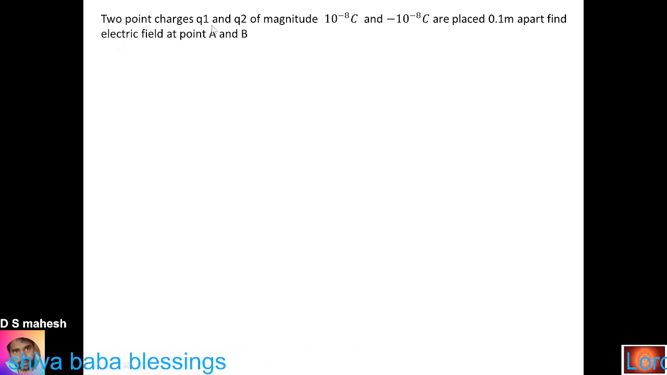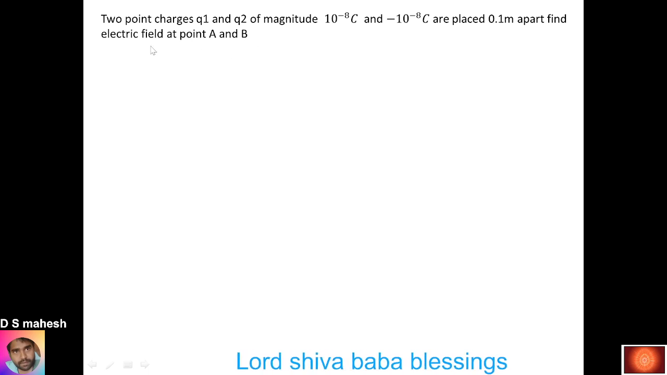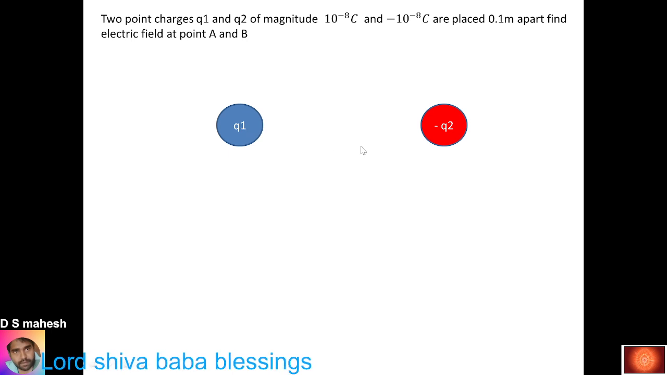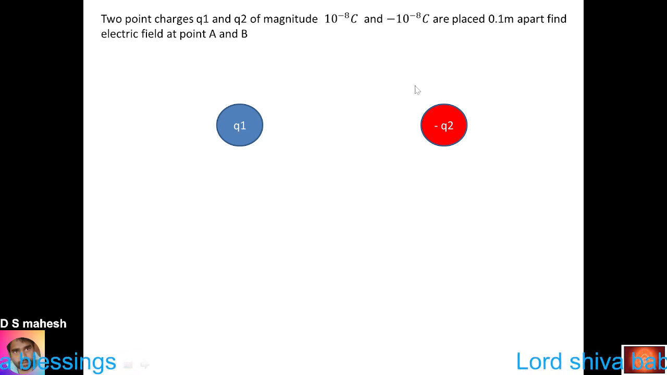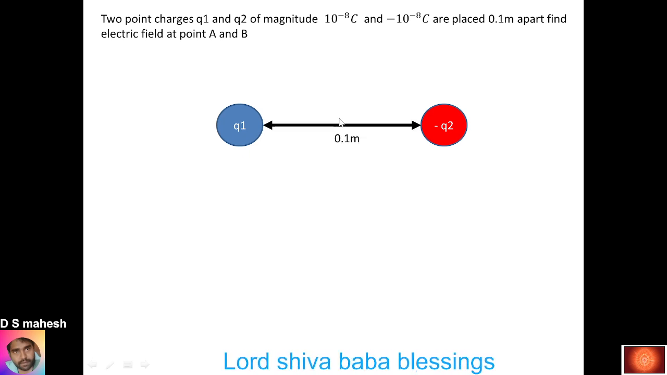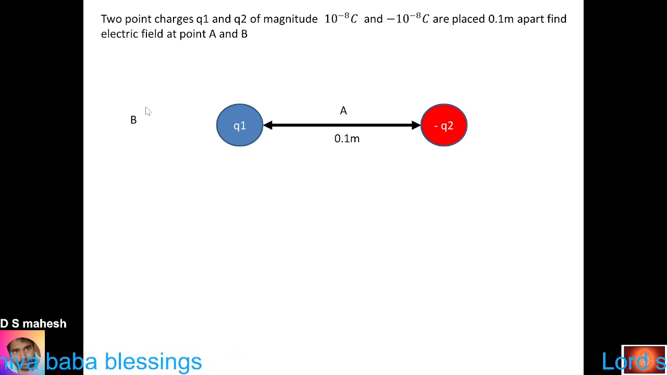So let's consider 2 point charges Q1 and Q2 of magnitude 10 to the power of minus 8 coulomb and minus 10 to the power of minus 8 coulomb, which are placed 0.1 meter apart. Find the electric field at points A and B. So what is given is there are two charges Q1 and Q2. The magnitude of Q1 is 10 to the power of minus 8, so it is positive, and Q2 is minus 10 to the power of minus 8, so this is a negative charge. The distance between them is 0.1 meter. So you need to find the electric field at positions A and B.